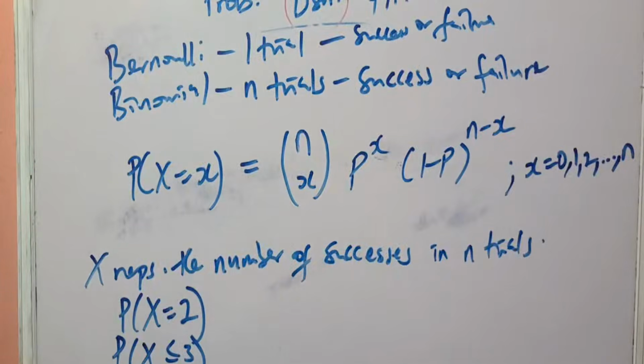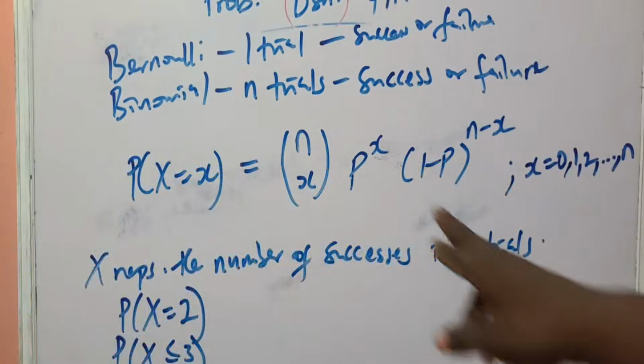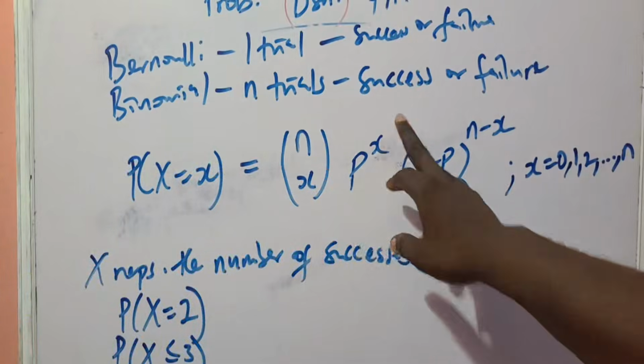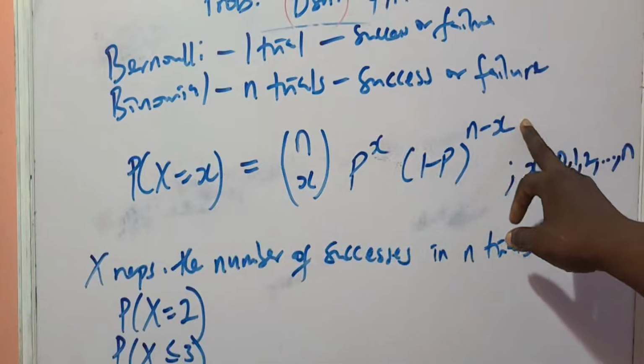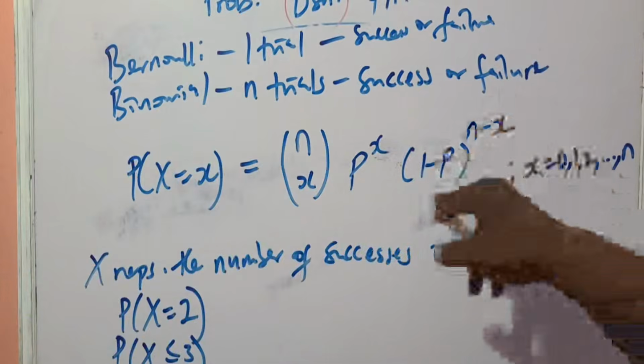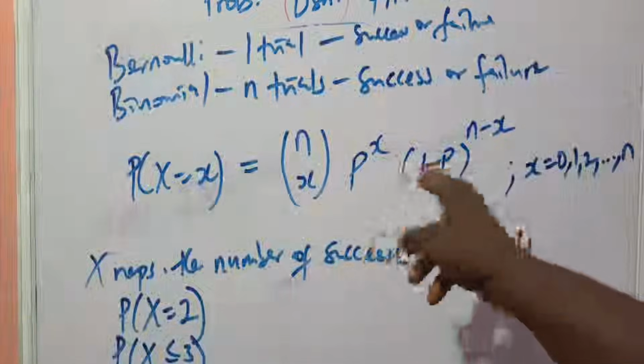But don't forget, this formula, you must know it. Look at it. I told you this is probability of success raised to the power number of successes, probability of failure raised to the power number of failures. And you're understanding the explanation of all this already.